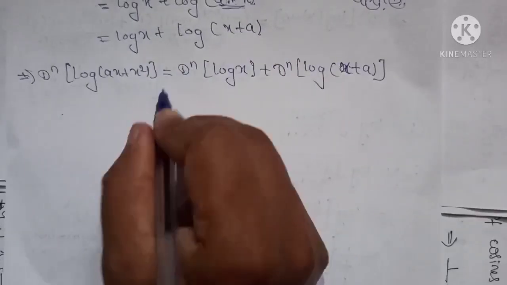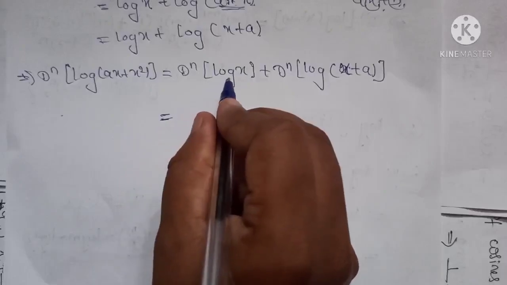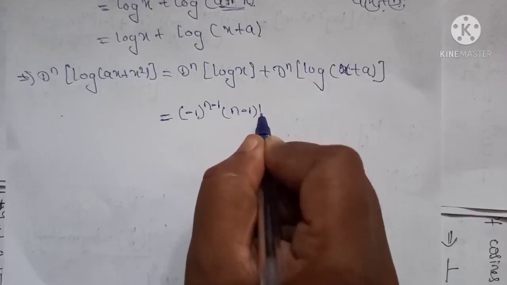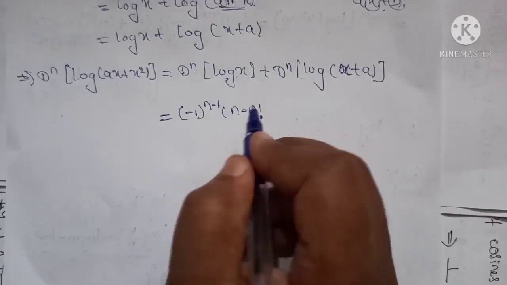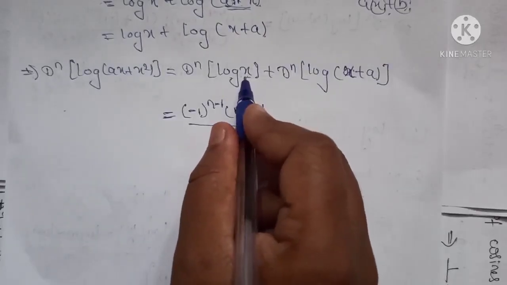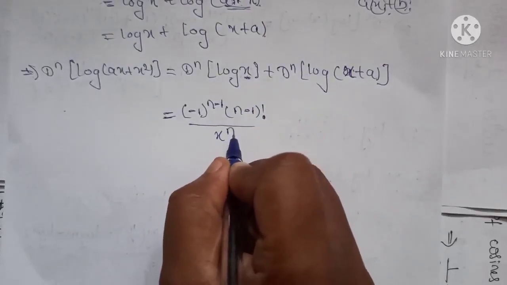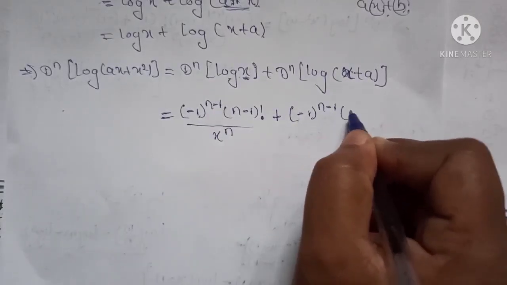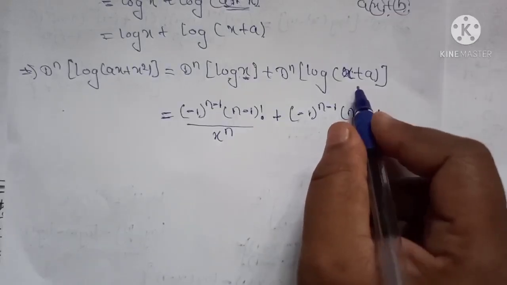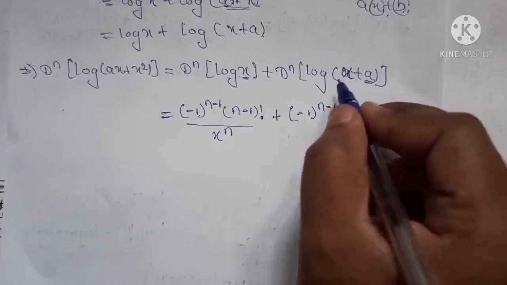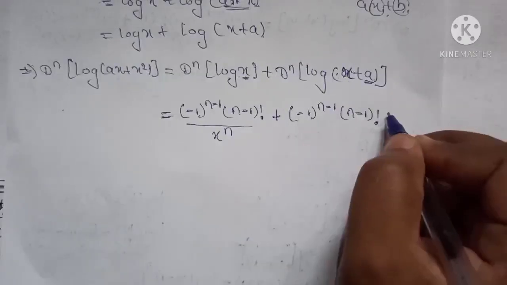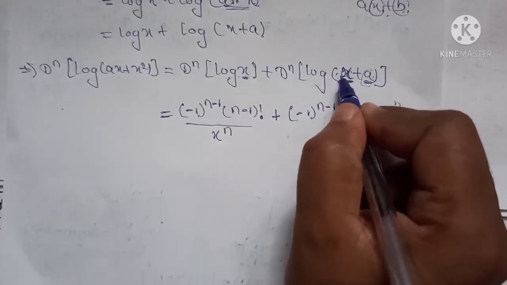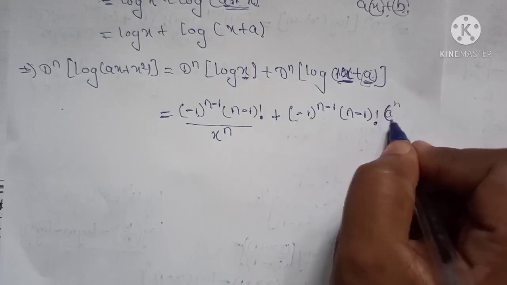So we apply the formula directly here. By using the formula, for log x the derivative is minus 1 raised to n minus 1, n minus 1 factorial, here a value equals 1, therefore 1 raised to n is equal to 1 only, divided by ax plus b value, which is x, so x raised to n, plus minus 1 raised to n minus 1, n minus 1 factorial. See here, a value means the coefficient of x. Don't write here a power n because it has a. A means the coefficient of x, the coefficient of x is 1, therefore we write 1 raised to n.